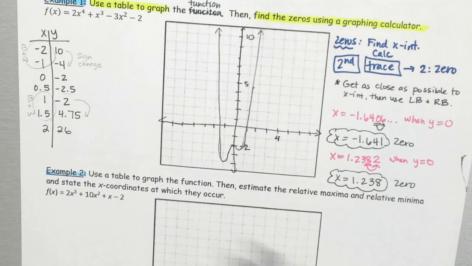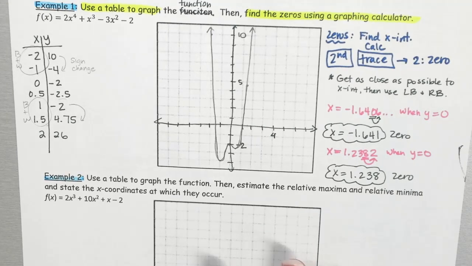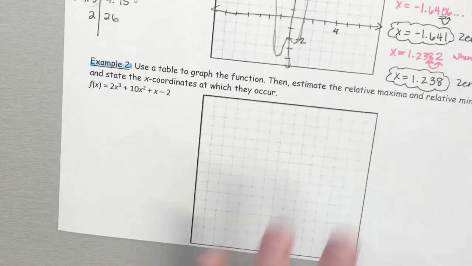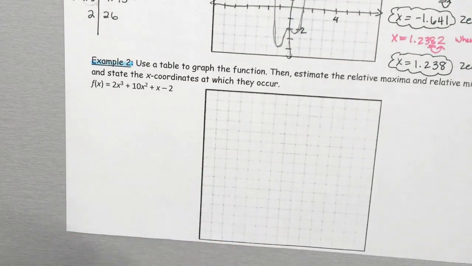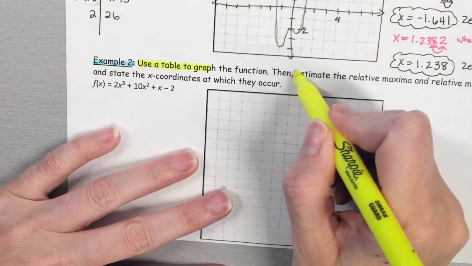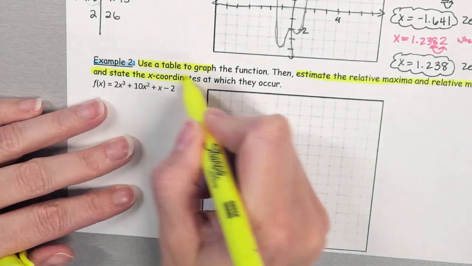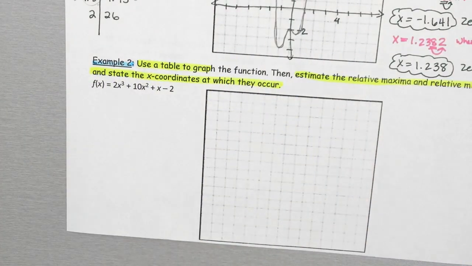All right, now example 2 is very similar, except now we're not finding the zeros. What are we going to be finding? Yep, your relative max and min. So we're still using the table to graph the function. Then you're going to estimate the relative maxima and relative minima. And then it says, and state the x-coordinates at which they occur.